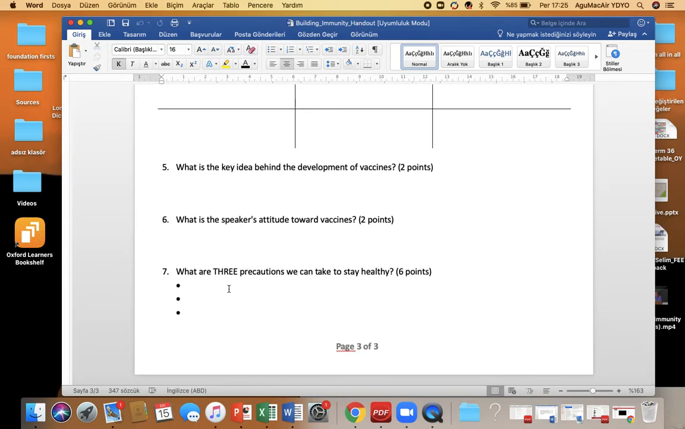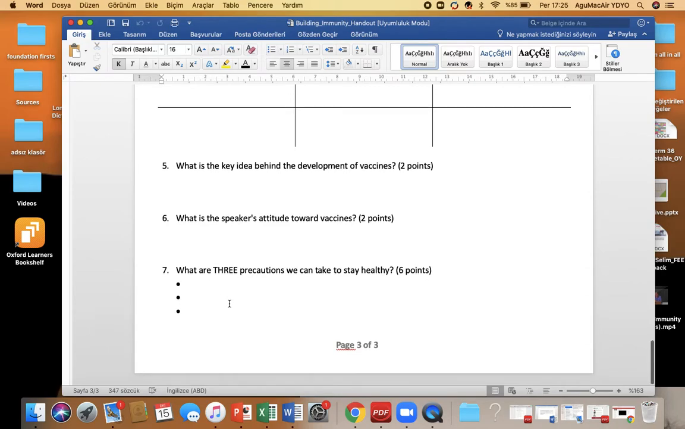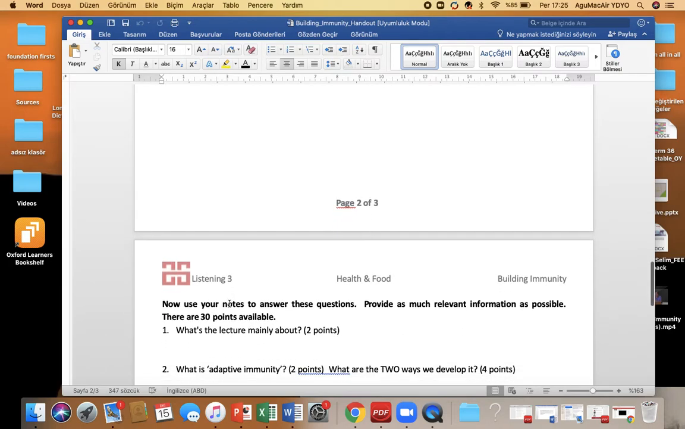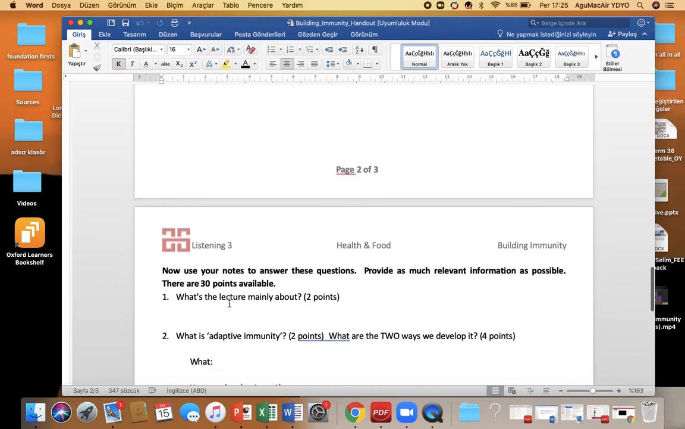And now, what are 3 precautions we can take to stay healthy? So you need to write 3 precautions. If you don't know the meaning of precaution, you need to look it up in the dictionary, of course. And as you see, it's worth 6 points, so 2 each, right? So these are the questions. I hope you will answer all of them. And the next video will be about the answers, how to answer the questions and what the answers are.